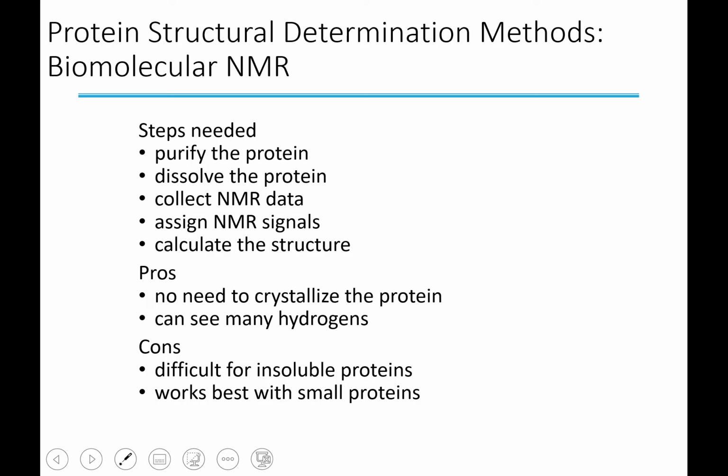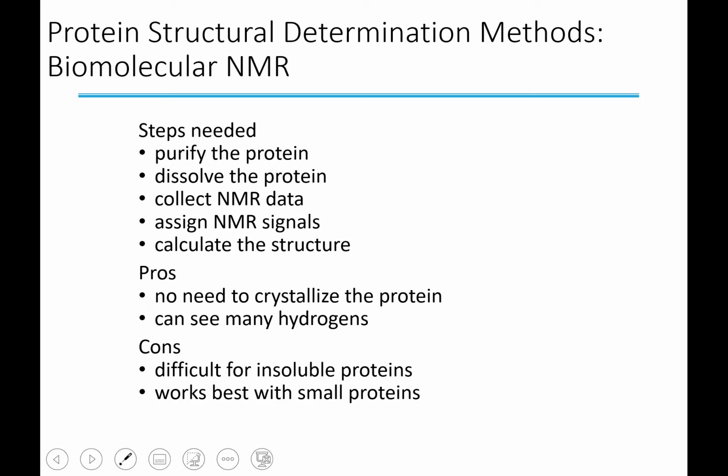Okay, I should mention too that NMR, nuclear magnetic resonance, is really a very similar technique as MRI, magnetic resonance imaging, that you would get on your knee. It's using the same basic science in that you're using nuclear spins to get data.